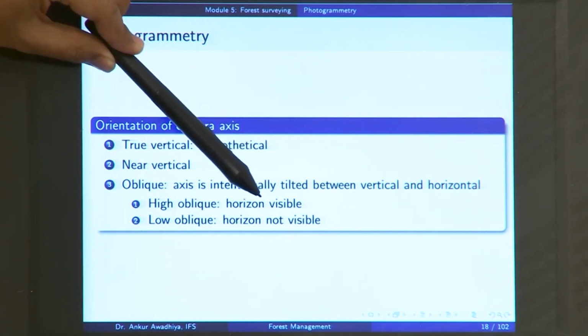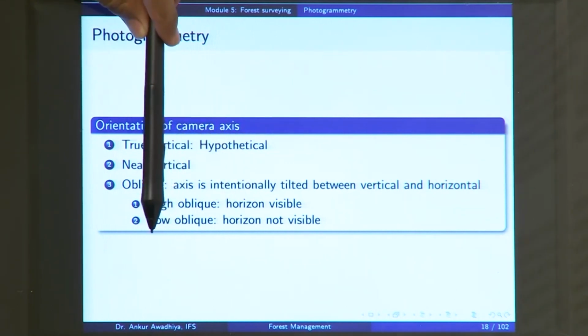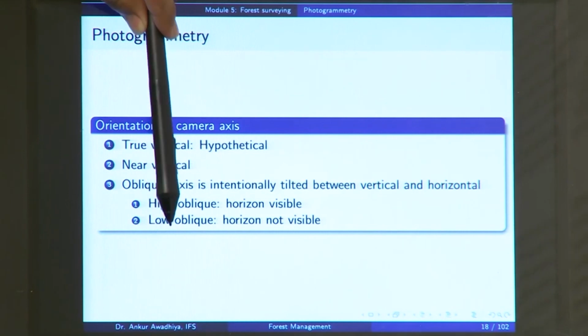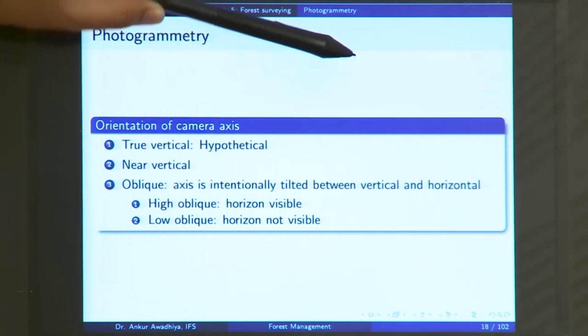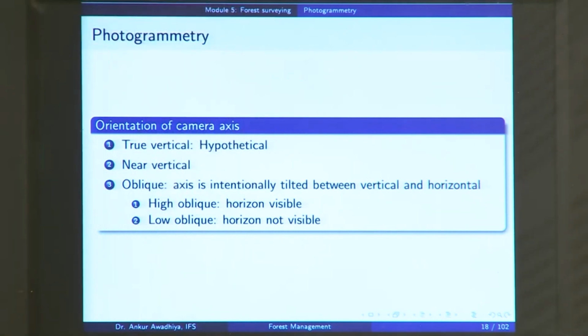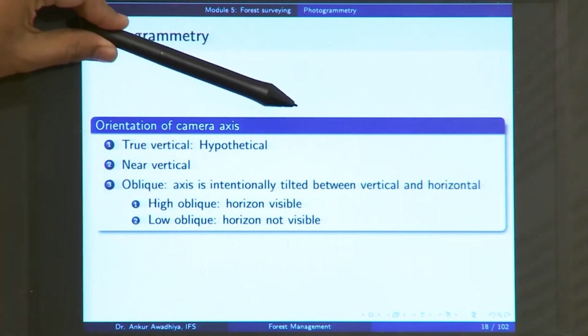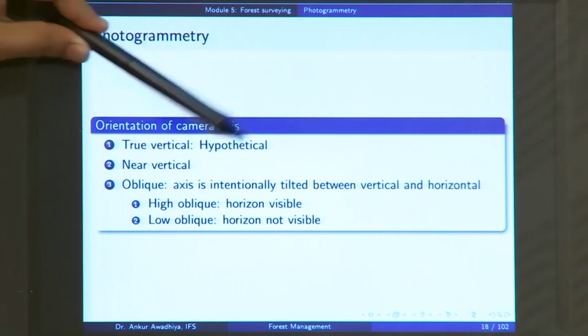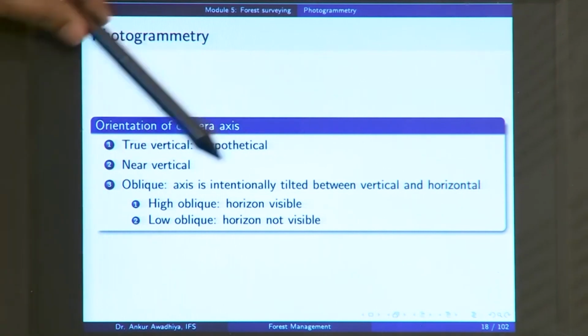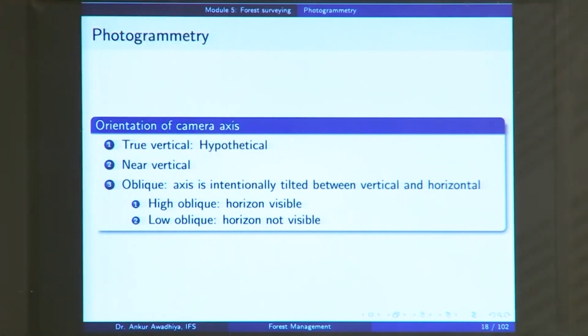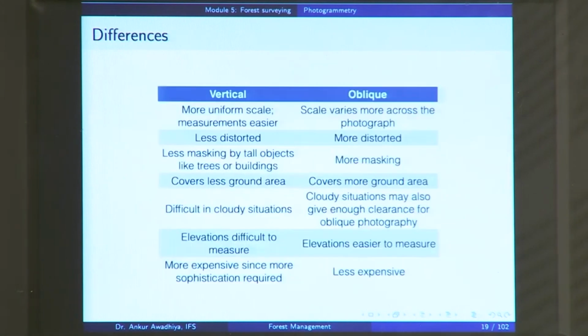In a low oblique angle, you are keeping it like this, and in the vertical orientation, you are keeping it like this. So vertical, low oblique, high oblique. Now low oblique and high oblique are distinguished by whether or not the horizon is visible. If the horizon is visible, then it is a high oblique image, you are looking like this, so that the horizon is seen, or if the horizon is not seen, then it is a low oblique image, where the horizon is not visible. Now, what are the differences between all of these orientations?